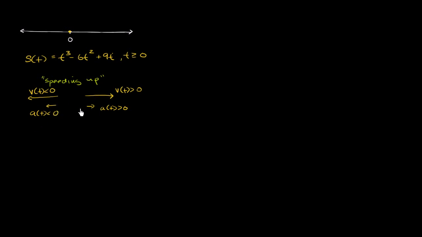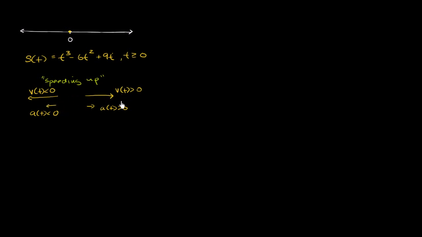If you have any other combination here, if your velocity is negative but your acceleration is positive, that means that your velocity is becoming less negative, or you'd be slowing down in the leftward direction. And vice versa, if your velocity is positive and your acceleration is negative, that means you are going to the right but you're slowing down in the rightward direction. So let's think about these two scenarios.